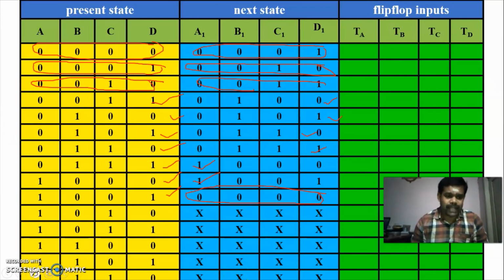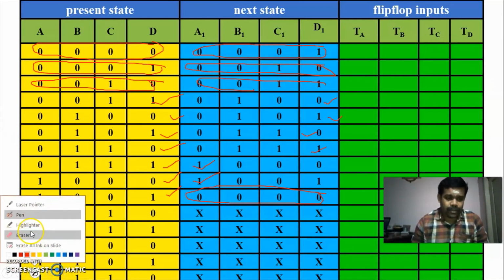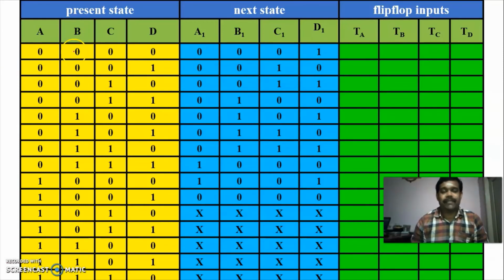So once again, I am telling how to write this excitation table of counter or transition table of counter. From the state diagram, we are writing with 4 variables. First we take the first state, that is A B C D, 0 0 0 0. If 0 0 0 0 is the present state, next state is 0 0 0 1. If 1, then 2, 3, 4, 5, 6, 7, 8, 9.